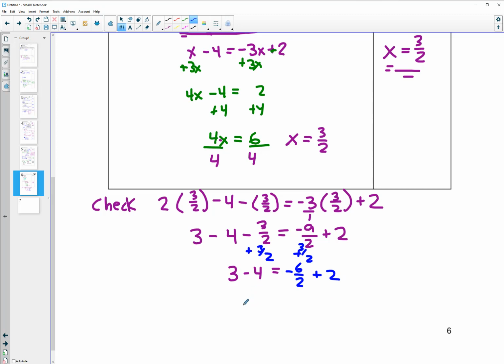plus 2. 3 minus 4 is negative 1. Of course, we know this is negative 3, right? Negative 3, when you reduce that fraction to 3 over 1. And negative 1 equals negative 3 plus 2, which is negative 1. That's a check, and we put a check mark there. So that's a check. Both numbers are equal, okay? That's how we check solve for x problems.